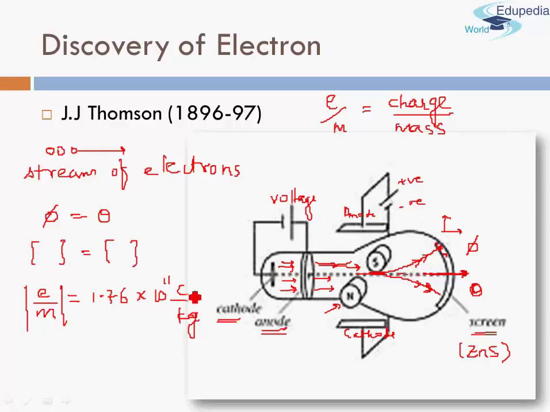So this C represents coulomb. Coulomb, if you remember, is the unit of charge. That is how charge is measured in SI units, and kilogram is the unit of mass. So the unit of this specific charge, the charge to mass ratio, will be coulomb per kg, C per kg. And its magnitude is 1.76 multiplied by 10 to the power 11, and this is what he calculated.